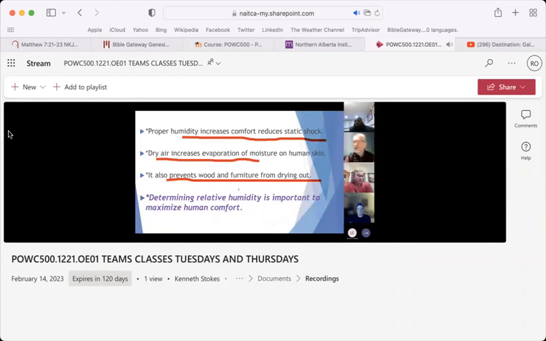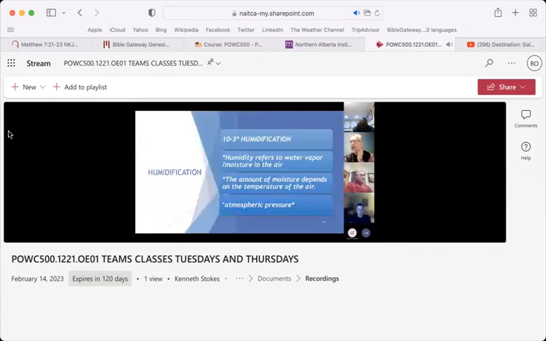So determining relative humidity is important to maximize human comfort. So yeah, we're going to talk about relative humidity, but humidity is important for human comfort. Very important.